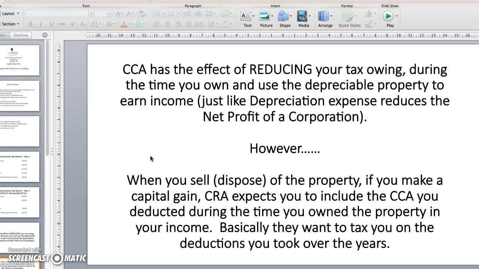Now, for every year that you reduce your tax owing using CCA, if and when you sell or dispose of the property and make a capital gain, the Canada Revenue Agency expects you to include the CCA you deducted during the time you owned the property into your income. Basically, they want to tax you on the deductions that you took over the years.